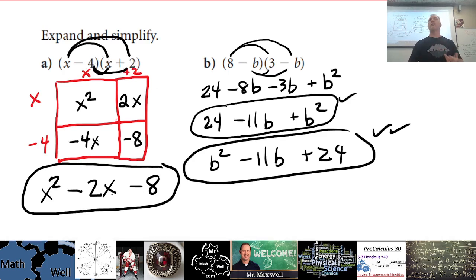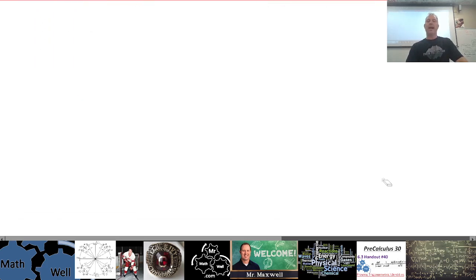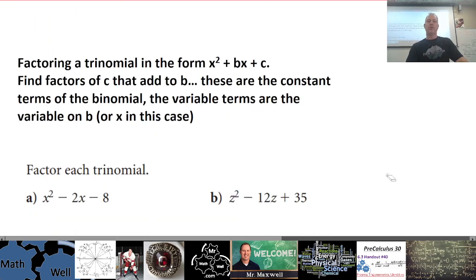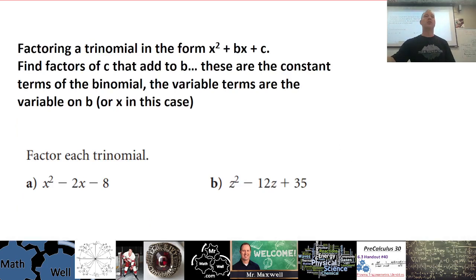So hopefully the FOIL method, algebra tiles, I don't know what we want to call this. It's like a Punnett square kind of. It's just a cross reference chart. Hopefully all this is coming together, because there is a way now that we can factor with two little rules that we have to remember. So I want you to write this down as part of your notes. This is the summary of what we've seen so far, and we're going to get some practice with it.